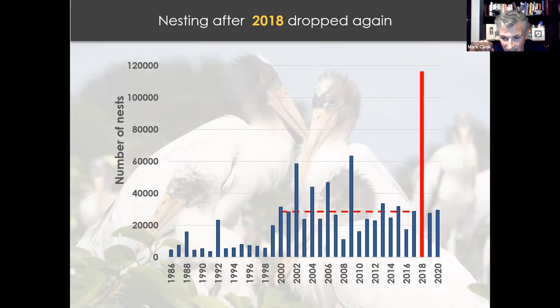But then, as I noted earlier, in the fall of 2020, we had a tropical storm pass over us, dump a huge amount of water. And again, we had an enormous nesting event.